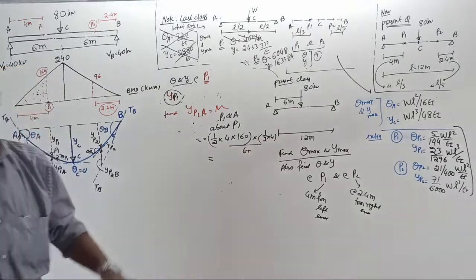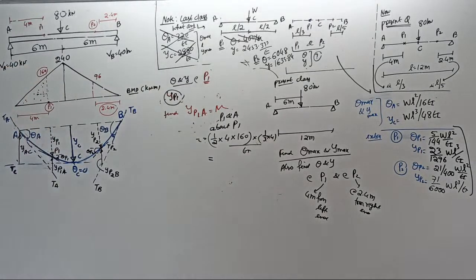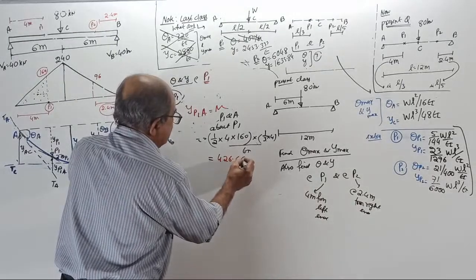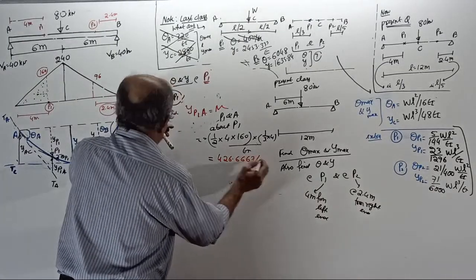Tell me what this answer is. Half into 4 into 160 into 1/3 of 4. How much? 426.6667 by EI.